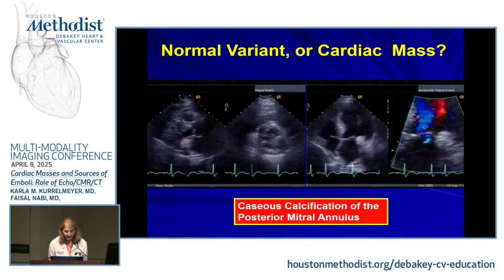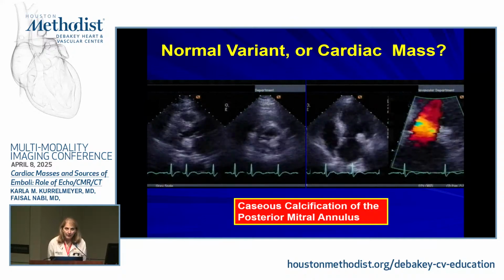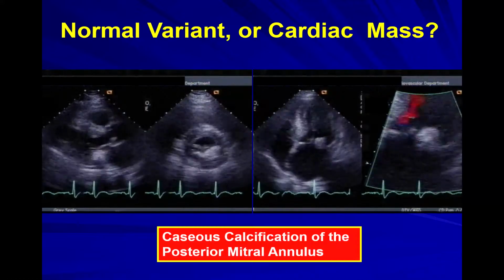So this is an example of a patient. I think we can all see where the mass is. It's in the posterior lateral mitral annulus. It's very echogenic. It is very round and tuberous.